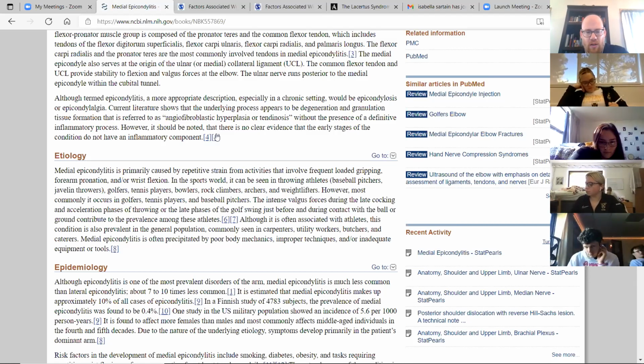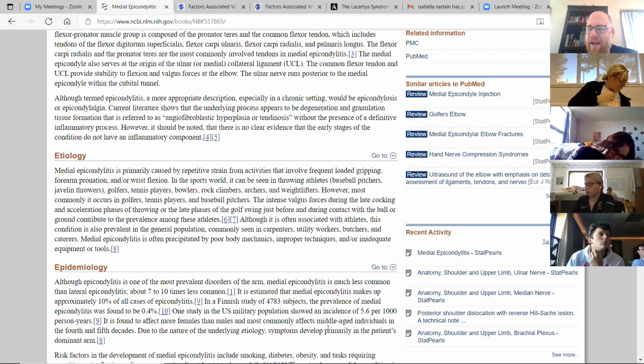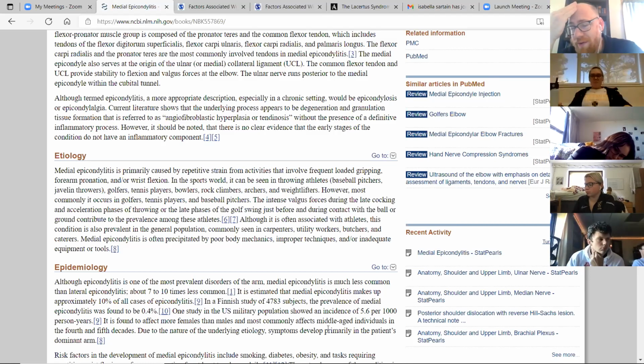So who can tell me what you think happens with medial epicondylitis? If I say something like tendinosis, if you hear that word, what generally comes to mind? If I say tendinitis or tenosynovitis, how would you compare and contrast that to something like tendinosis?